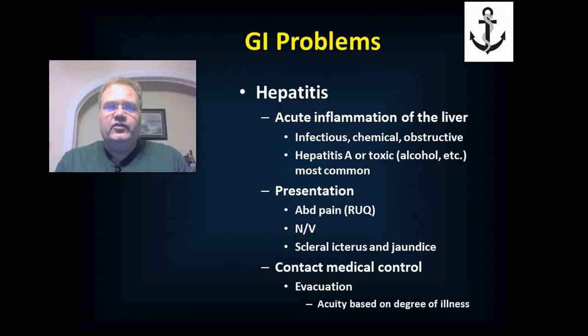So the presentation for an acute hepatitis is abdominal pain, typically in the right upper quadrant, although it can be more generalized, nausea and vomiting, and then when you look at the sclera, the whites of the eyes, they turn yellow, and the skin turns yellow.